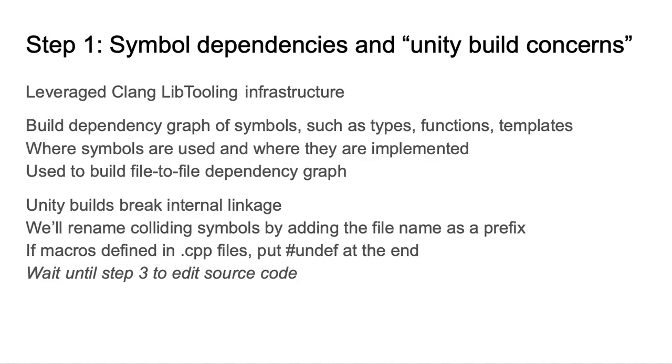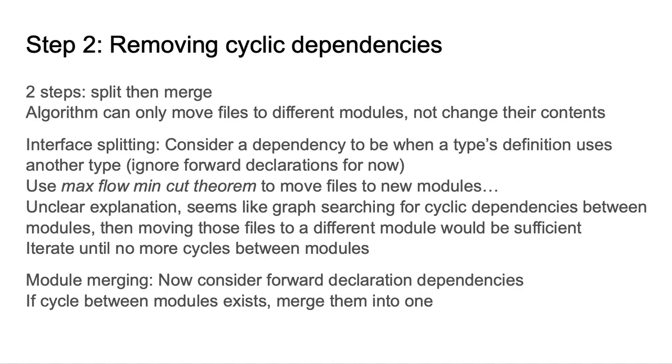For step 1, they leveraged the Clang libtooling infrastructure to get a symbol dependency graph, which they aggregate into a file-to-file dependency graph. They also fix up some of the name clashes that come from using Unity builds. This part of the paper I don't like. It's somewhat unclear and they don't provide artifacts. My interpretation is that there are 2 steps, splitting and merging. Splitting ignores forward declarations and removes cyclic dependencies by breaking modules into smaller ones. Merging then considers forward declarations, removing cycles by combining all modules in a cycle.